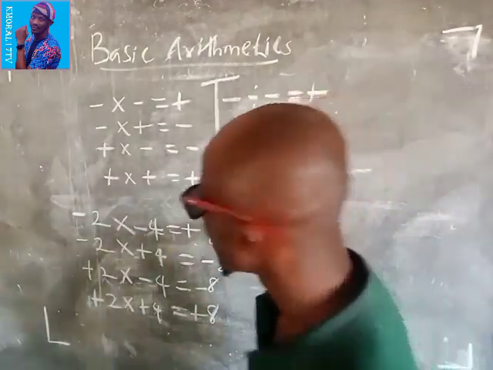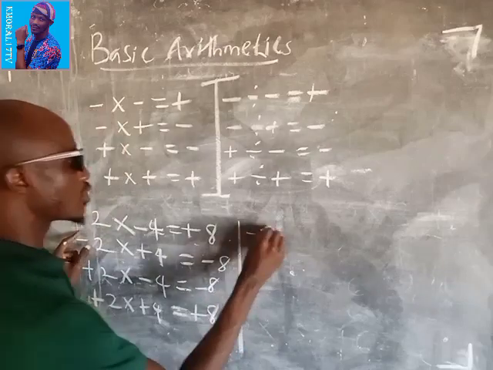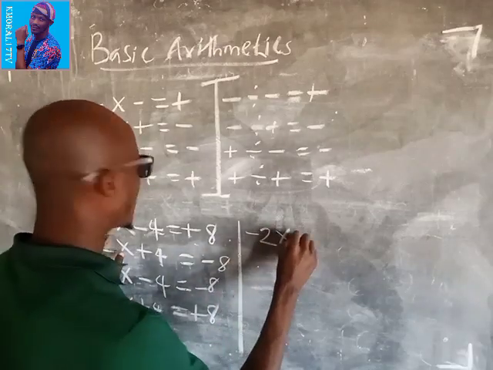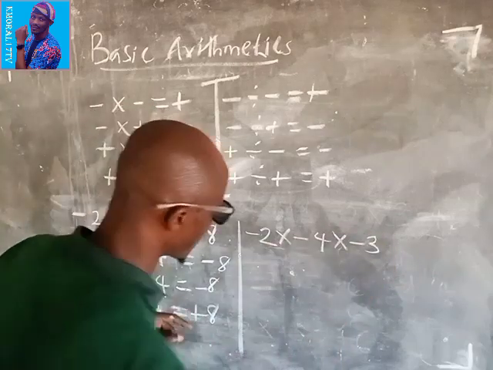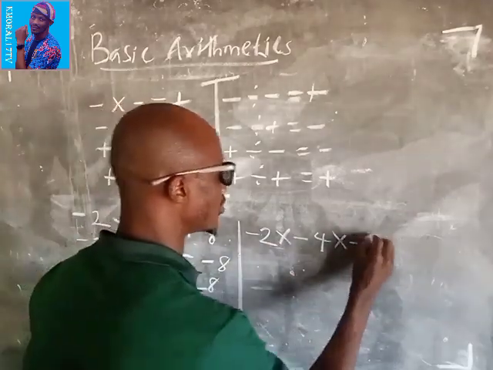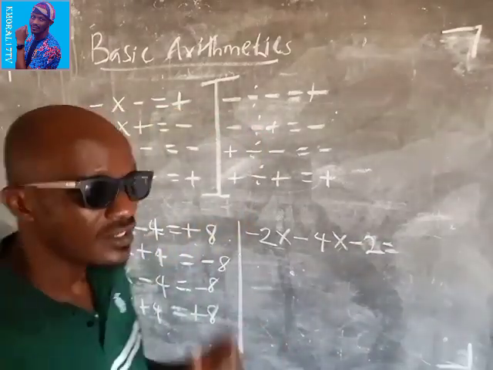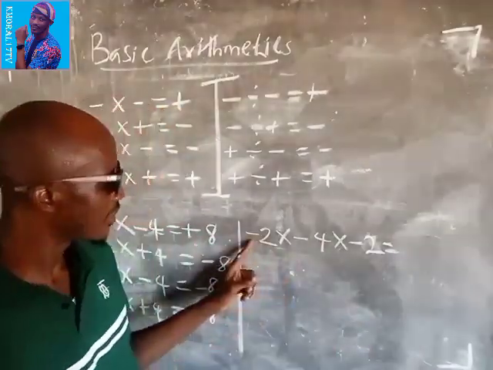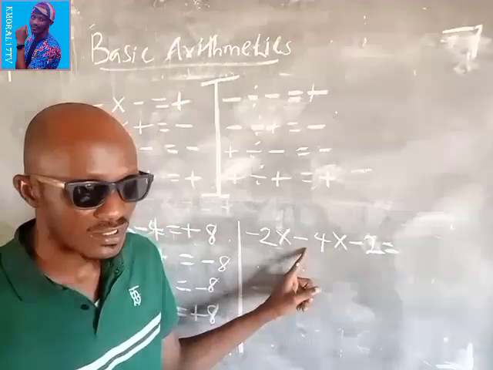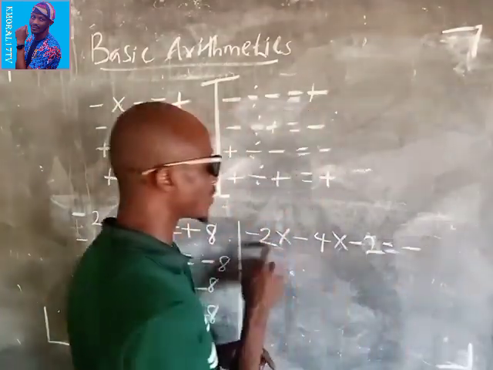Now, assuming somebody says minus 2 times minus 4 times minus 2. How are you going to get it? The first thing to do is to use this operation to multiply each other. Minus times minus is plus. Plus times minus will now be minus. 2 times 4 is 8.